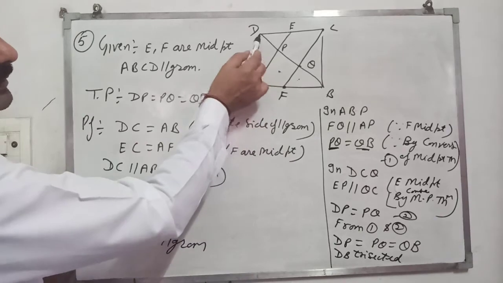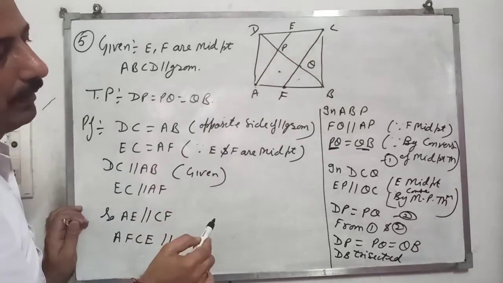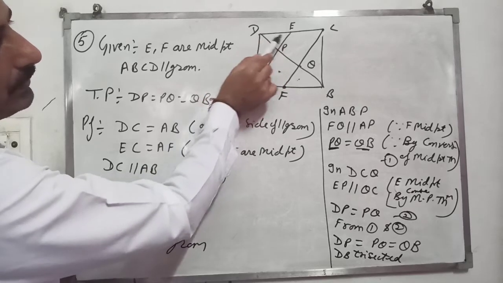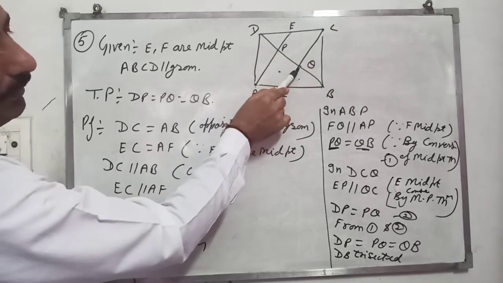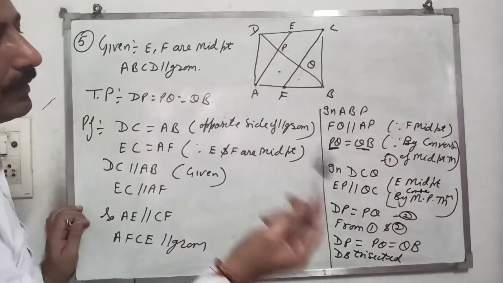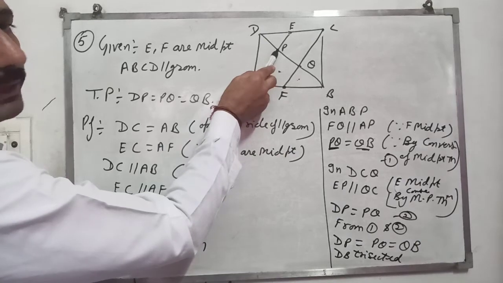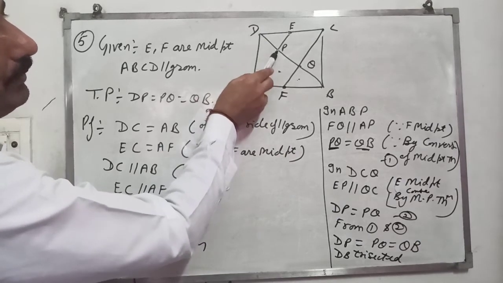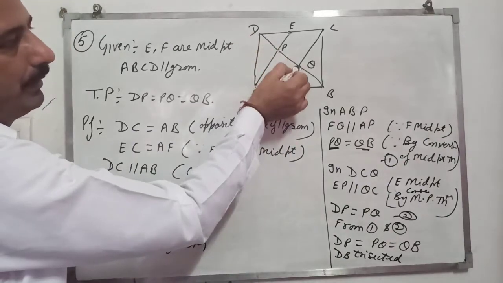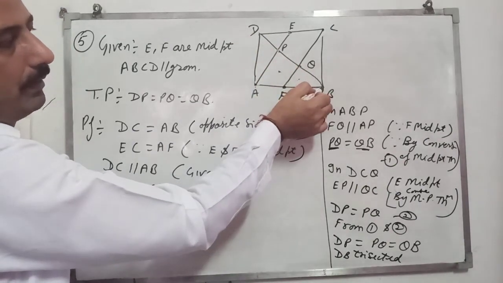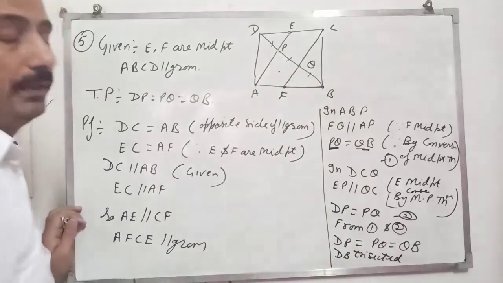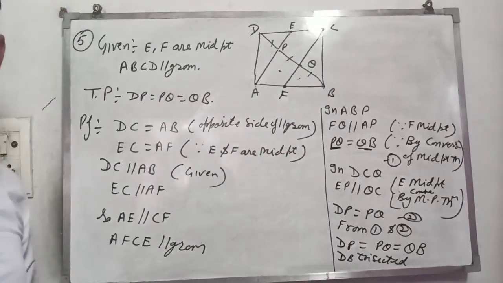Now come to the other side, DQC. In the triangle DQC, EP is parallel to CQ. So E is the midpoint. So by the converse of the midpoint theorem, P is also the midpoint. So DP is equal to PQ. From 1 and 2, DP is equal to PQ and PQ is equal to QB. So it is trisected. BD is divided into 3 equal parts.